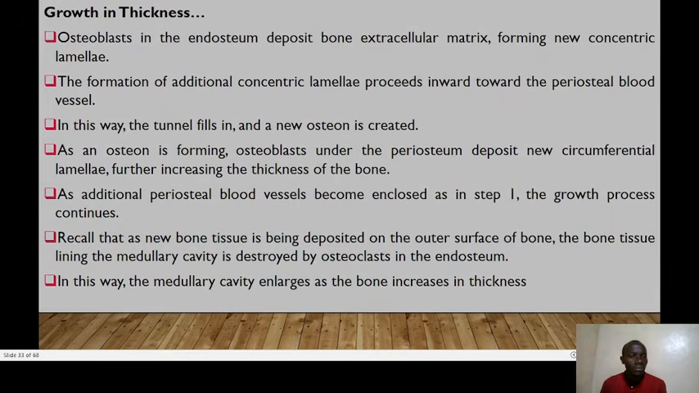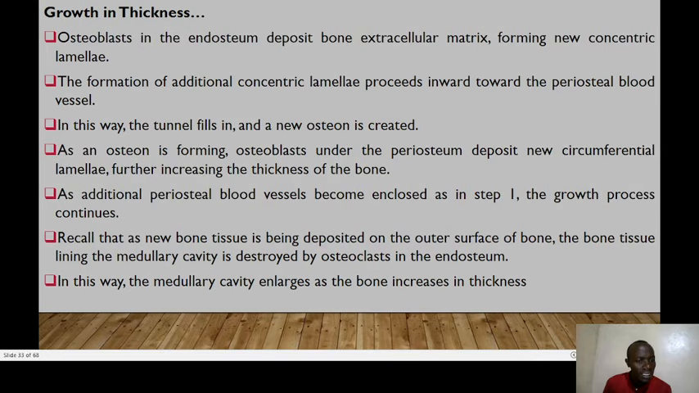Okay? The osteoblasts in the endosteum deposit bone extracellular matrix, forming new concentric lamellae. The formation of these additional concentric lamellae proceeds inward toward the periosteal blood vessels. In this way, the tunnel fills in and a new osteon is created. As an osteon is forming, osteoblasts under the periosteum will deposit new circumferential lamellae, further increasing the thickness of the bone. Additional periosteal blood vessels become enclosed as in step 1. So the growth process continues.